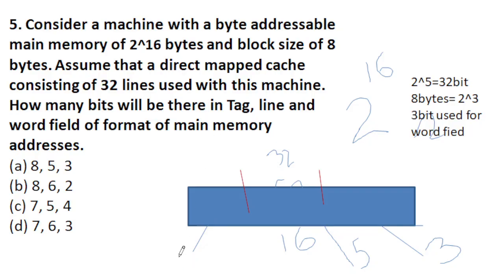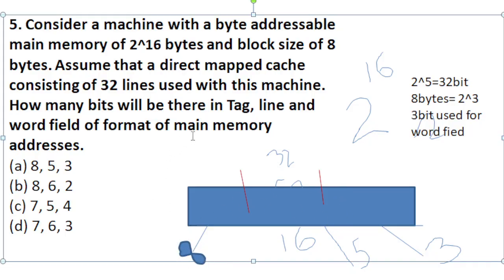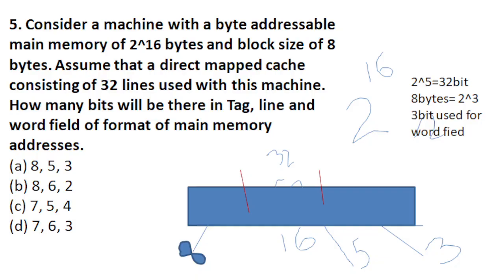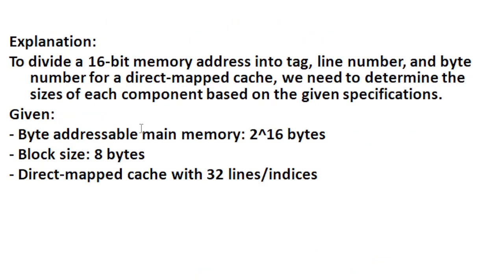How will we get the 8? 16 minus 8 is equal to 8. The detailed explanation I have given in the next slide. See, we have byte addressable memory. These are the data given in the question: 2 raised to 16 bytes, block size 8 bytes, and a direct mapped cache with 32 lines.